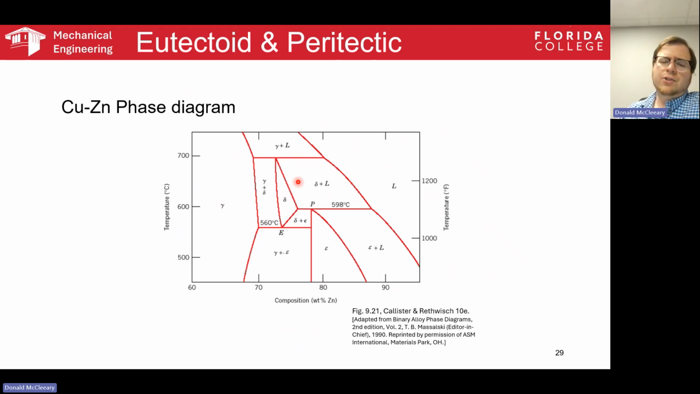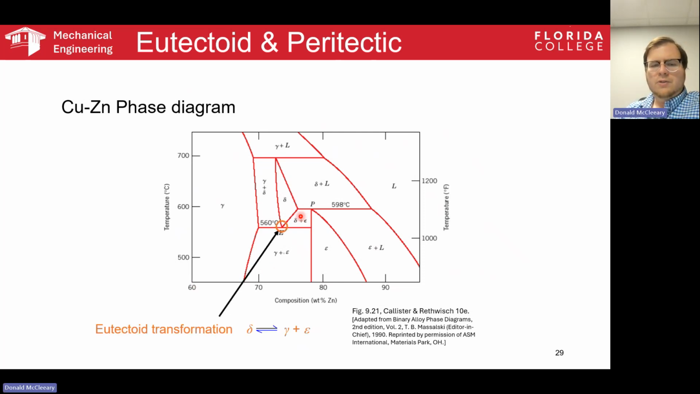Now, at any one of these stages, you can always draw a tie line. So that's something I want to make you aware of. Right now, we only have delta and liquid in this region, right? So if I draw a tie line at 80, let's say we're at 600 degrees Celsius and 80 weight percent zinc, my tie line will stretch to delta and stop, and then I'll draw it straight down. And then the other part of the tie line will go all the way to this liquidus line, and I would draw it straight down, and we get something like 87 or something.